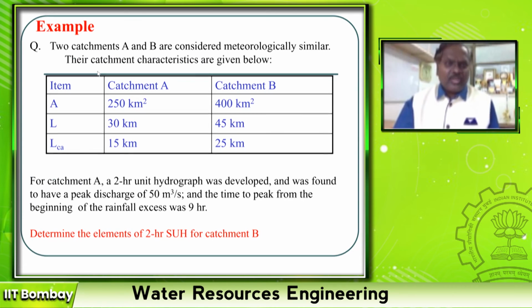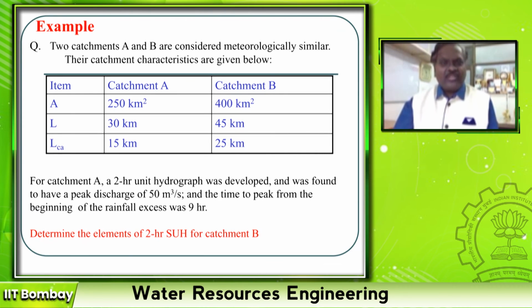There are two catchments. Catchment A is a gauged basin, where I know all the rainfall. I have a hydrograph for catchment A. Now I need to derive the unit hydrograph for catchment B. For catchment A, a 2-hour unit hydrograph was developed and was found to have a peak discharge of 50 meter cube per second, and the time to peak from the beginning of the rainfall excess is 9 hours. Determine the elements of the 2-hour unit hydrograph for catchment B. So in catchment B, I don't know what the discharge is.